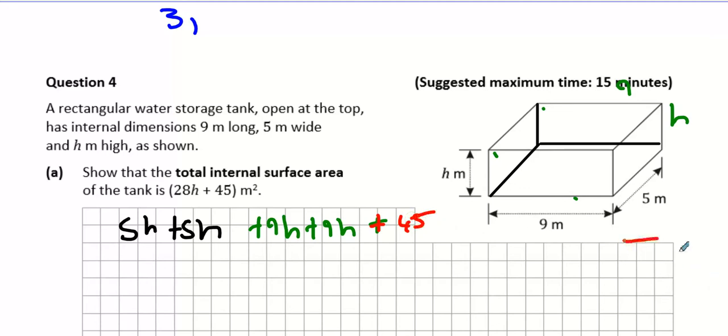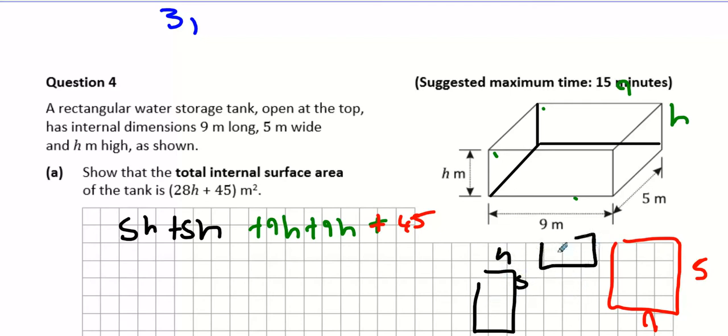Now, how you'd show that is you'd show it as a 9 by 5. Then you might show your h by 5. And then I suppose you can show your 9 by h as well. So you can just have a quick diagram of what you're doing there, add them all together, and you get 28h plus 45 as predicted.